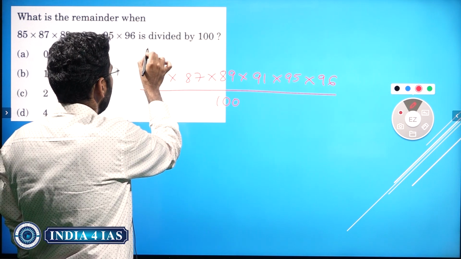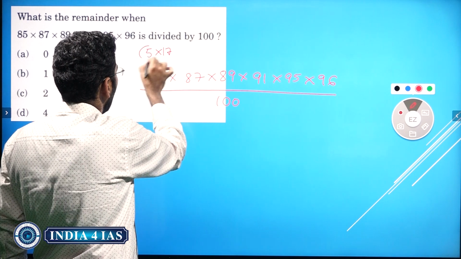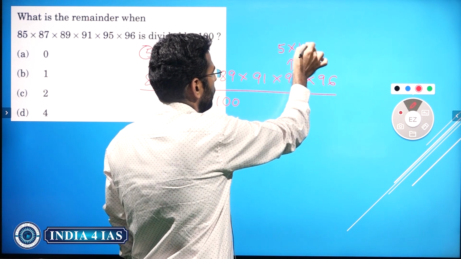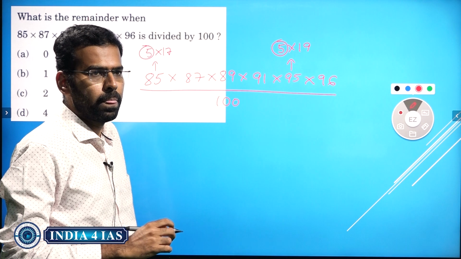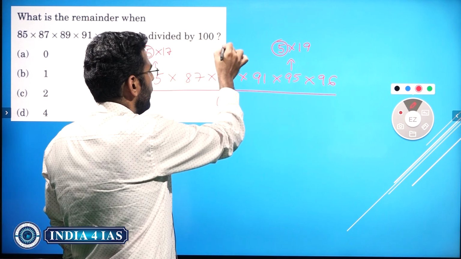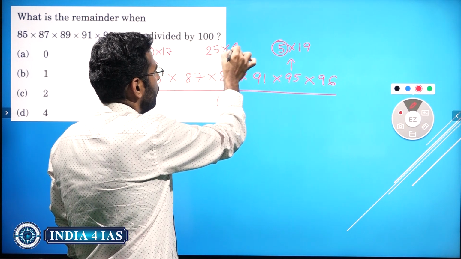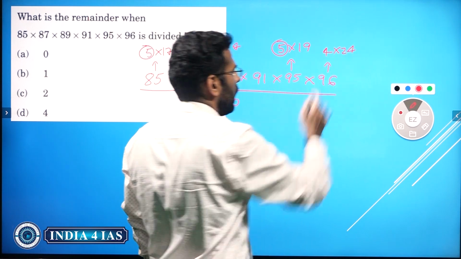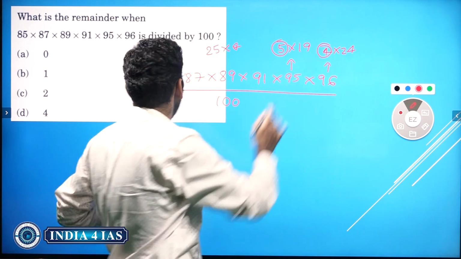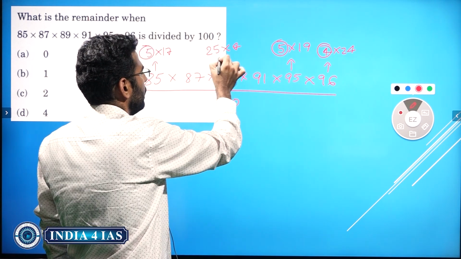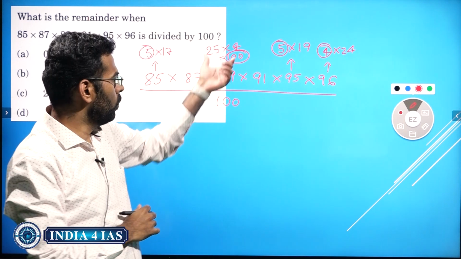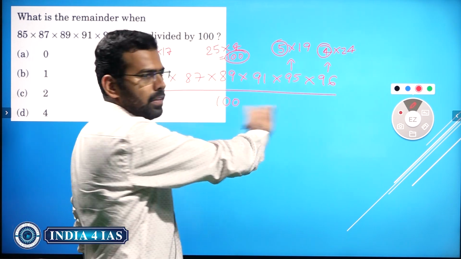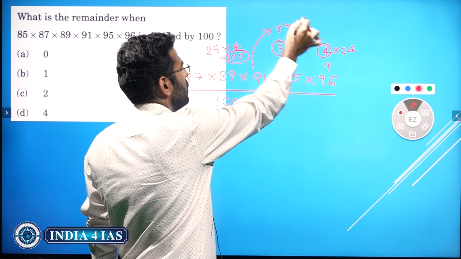For example, 85 can be written as 5 into 17, you got one 5. And 95 can be written as 5 into 19, you got another 5. Now to get 100, you need 25, and you need 4. Here 96 can be written as 4 into 24. So among these different factors, if you multiply 5 into 5 into 4, you'll get 100. Then you have 100 in the numerator and you have 100 in the denominator. So definitely in this product, the remainder that you will get will always be 0.